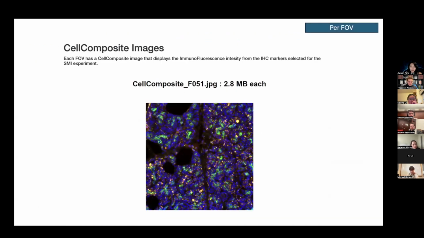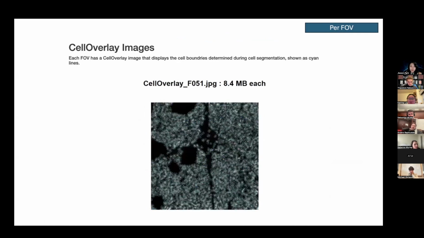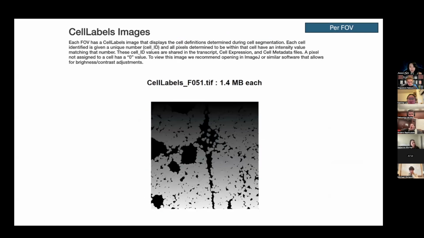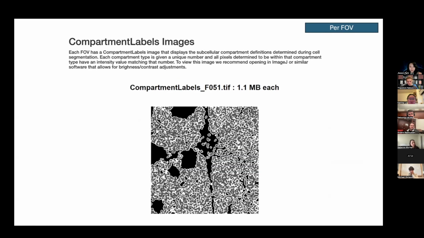In TileDB, we will have individual images stored by field of view. Every single image that we took across the slide will be saved in the format of a cell composite, which is basically an immunofluorescence image used to identify the cell boundaries and structures. Cell overlay images are segmentation outputs, and cell label images are basically the identification of each individual cell and compartment labels as well, where we can understand each XY coordinate. So these are some of the images that are stored in TileDB.